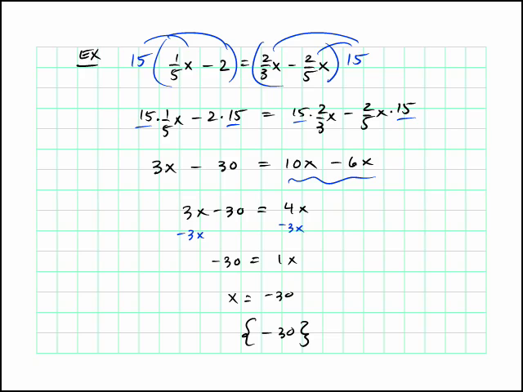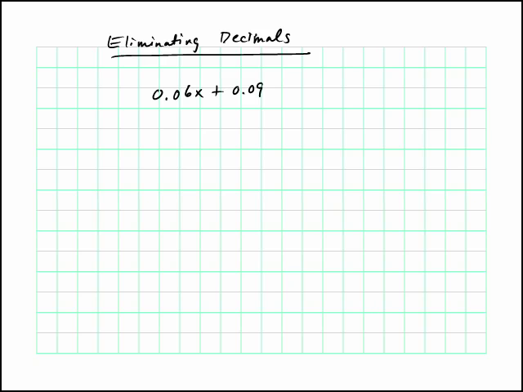Okay. A couple more things here. Eliminating decimals. Consider this equation. 0.06x plus 0.09 times (15 minus x) equals 0.07 times 15.